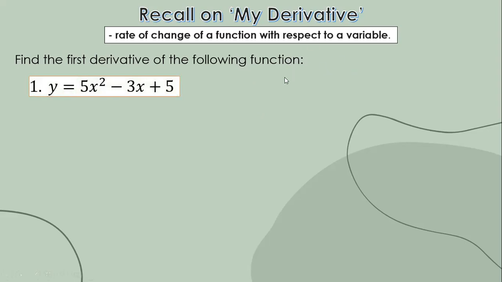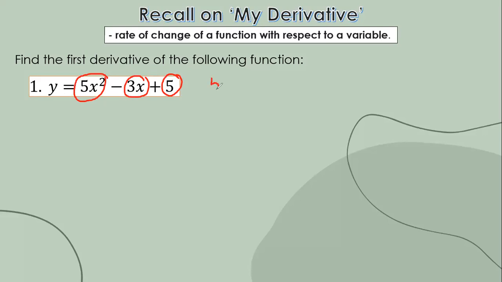All right, so number one, y is equal to 5x squared minus 3x plus 5. So recall lang po tayo. On our past weeks, napag-aralan natin na we can use a power rule. And kapag meron tayong iba't ibang terms, first, second, and third, hihiwa-hiwalayin lang natin yung pag-derive sa bawat term. So for example, here y is equal to 5x squared minus 3x plus 5. So dito muna tayo sa 5x squared. So ano bang derivative ng 5x squared?